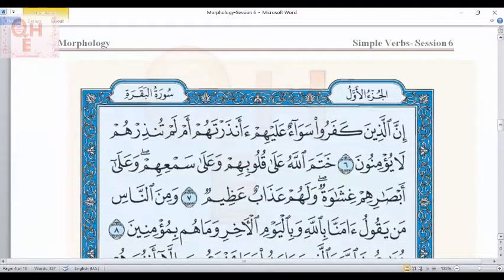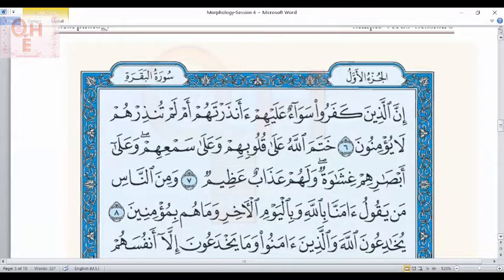Bismillah. Here we have verses 6 to 10 from Surah Al-Baqarah, and we will try to identify the simple verbs. The way I will do it, I will browse over the words and pause where I see a simple verb. So let's begin. These two words definitely don't look like simple verbs. How about this one? Kafaru, it does, right? It looks like an active past tense, like nasara. So this is a simple verb.